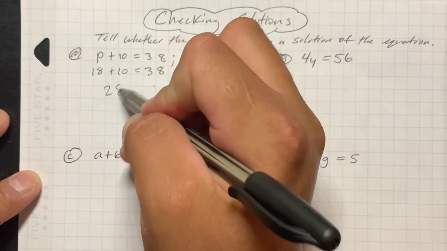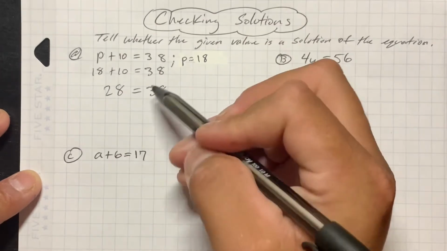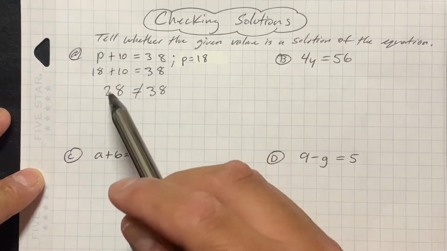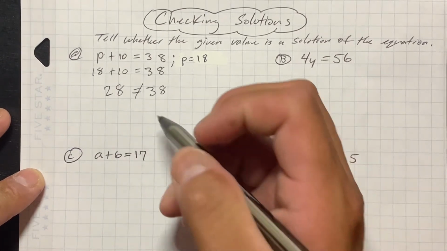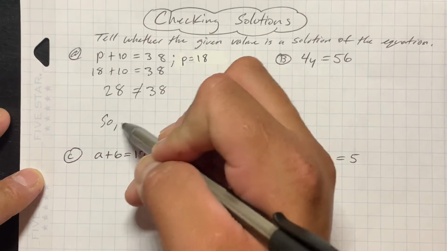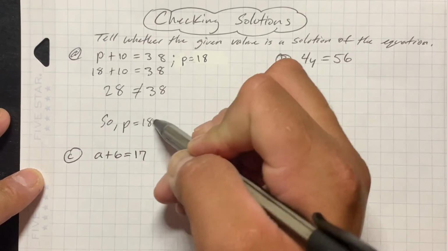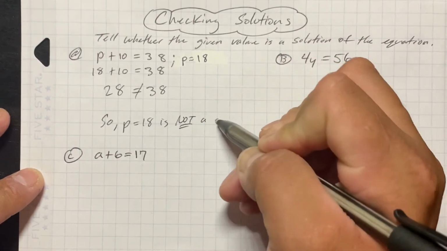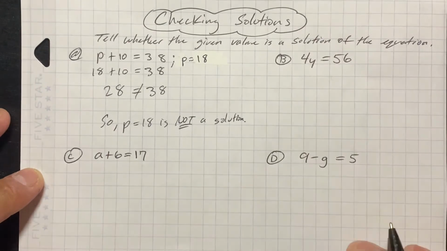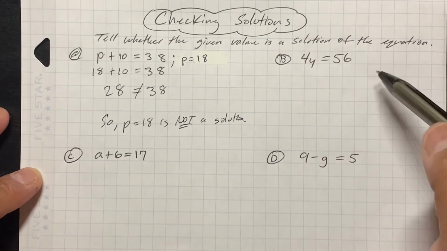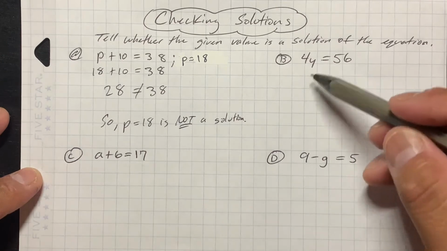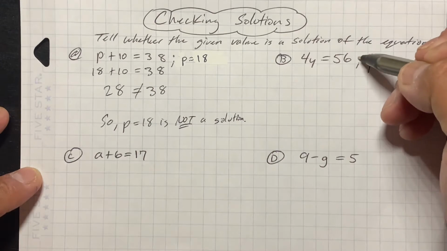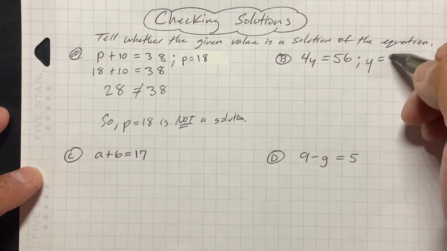Now, if p equals 18, we substitute 18 for p, and we add 18 plus 10 is going to be 28, and 28 is not equivalent to 38. So both sides of the equation are not equal. So what that means is, if p equals 18, it is not a solution. Okay, let's try the second one for B. Again, this is a different equation. 4y equals 56. And remember that we're given a value, and this value is y equals 14.